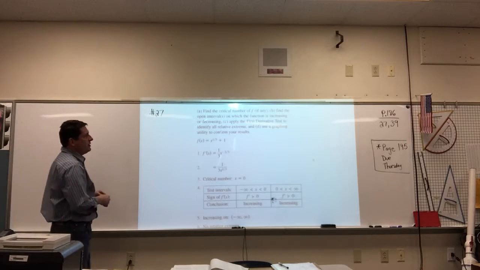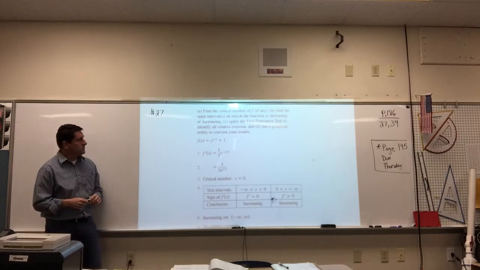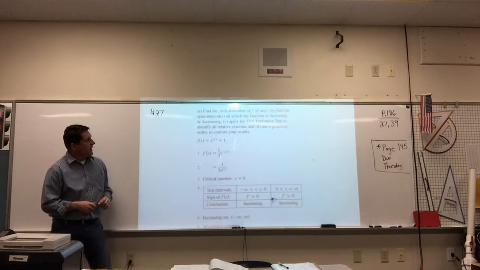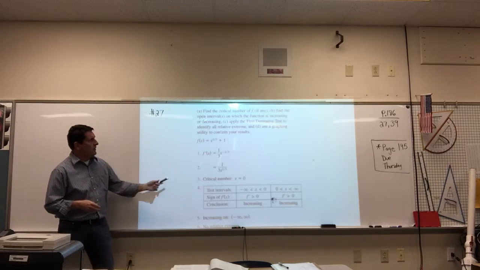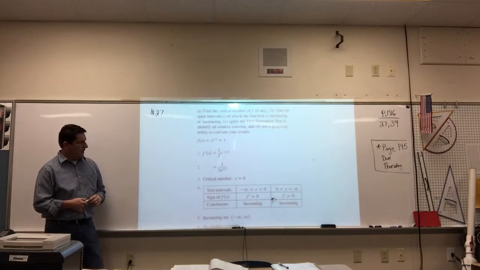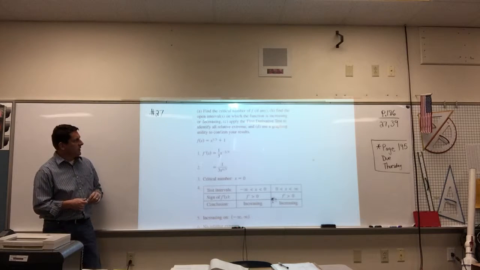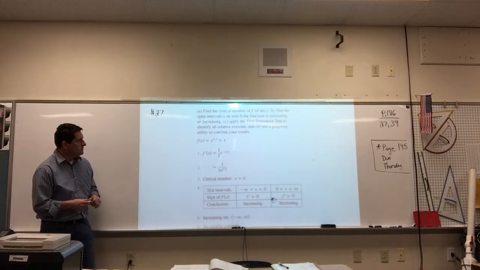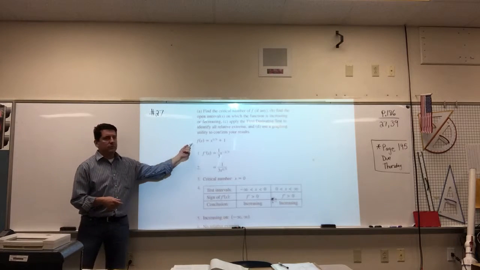Okay, so this is page 186, number 27. The directions were to find the critical numbers and then find the relative extrema, that is the maximums and minimums if they exist, and also find where the function is increasing or decreasing. So you know the drill.